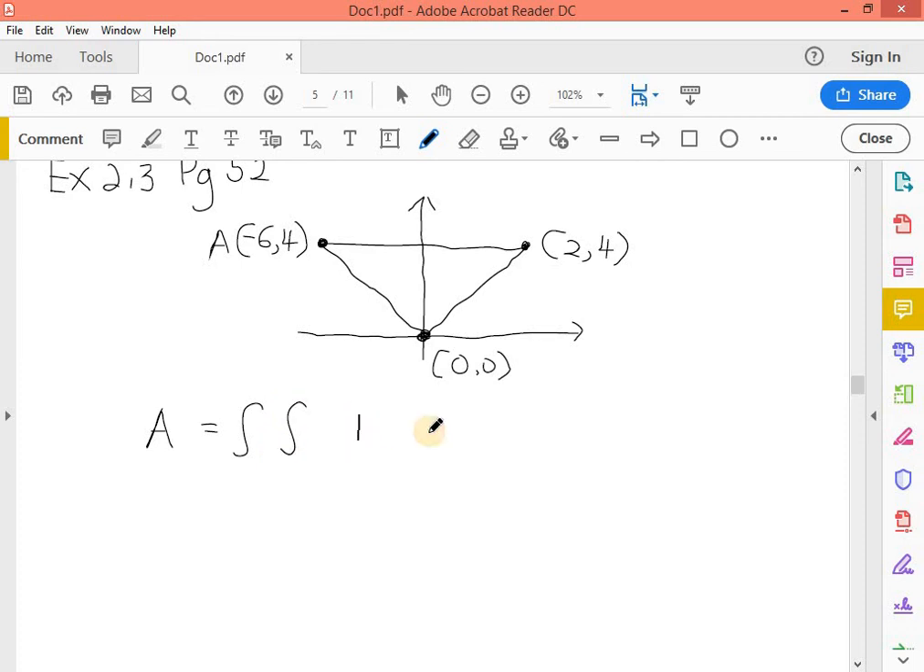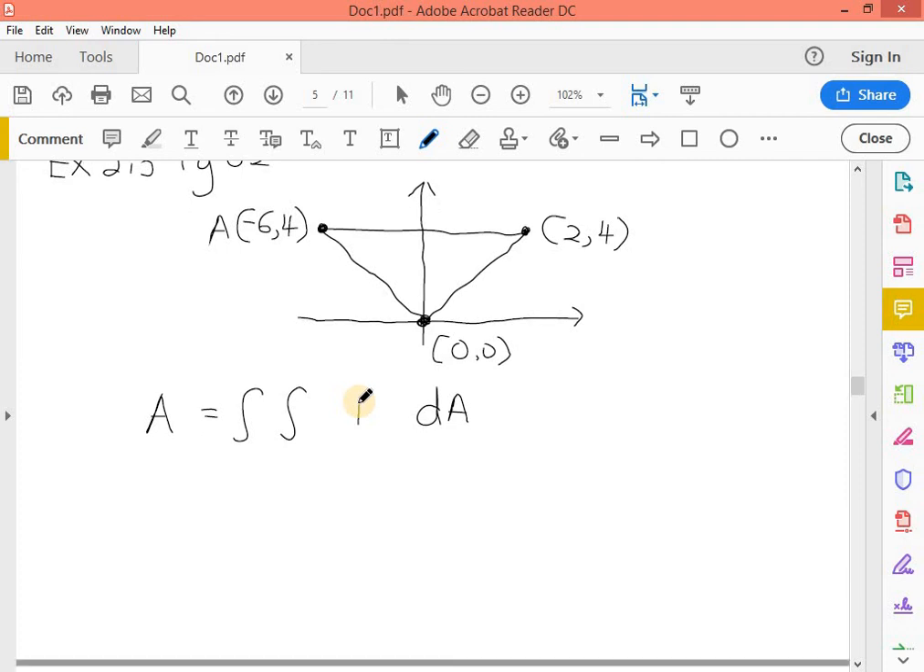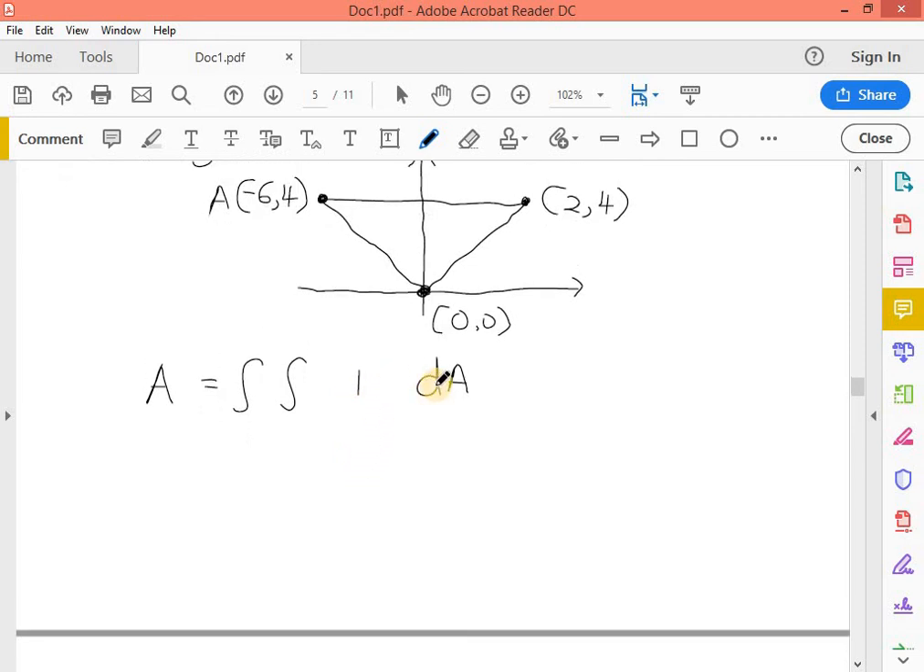dA. This is the general equation to find the area of any region. The key point is always on the interval. If you define the interval correctly, you can get your answer. Here it will always be 1. This is the equation. Don't ask me why 1. Now I want you to use the horizontal strip technique first.